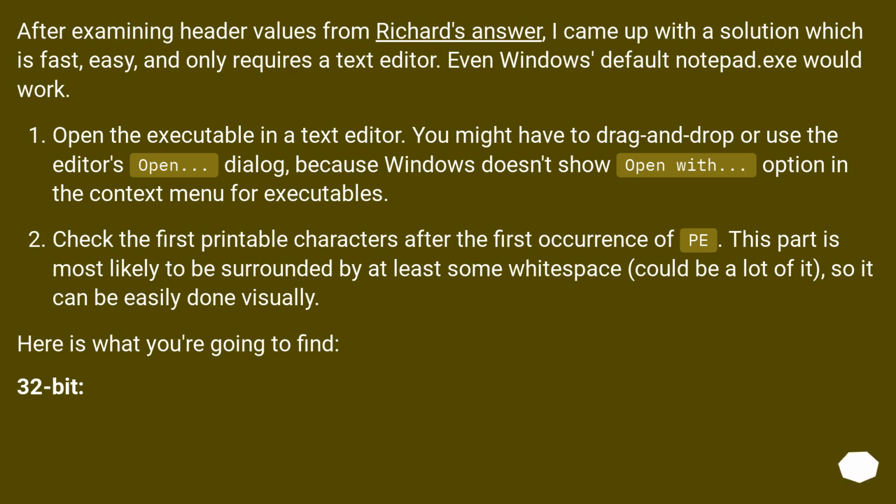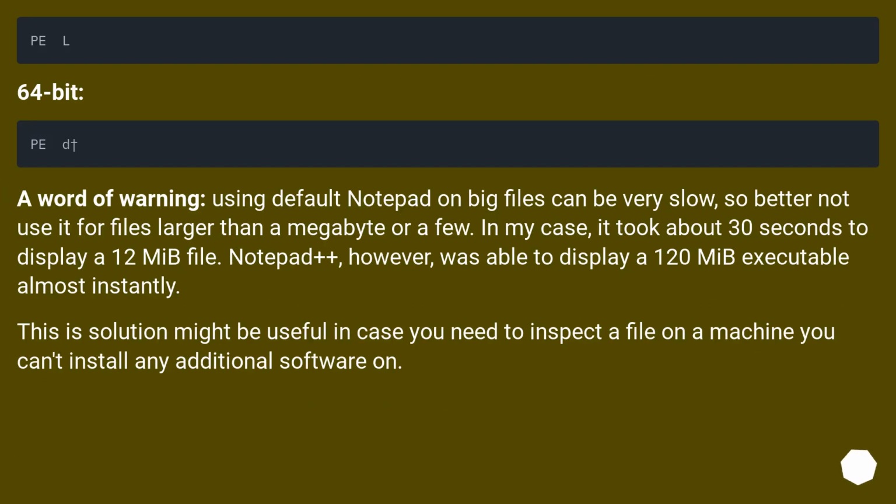Check the first printable characters after the first occurrence of PE. This part is most likely to be surrounded by at least some white space, could be a lot of it, so it can be easily done visually. Here is what you're going to find. 32-bit. (64-bit).